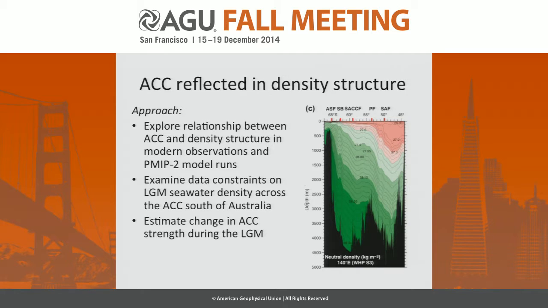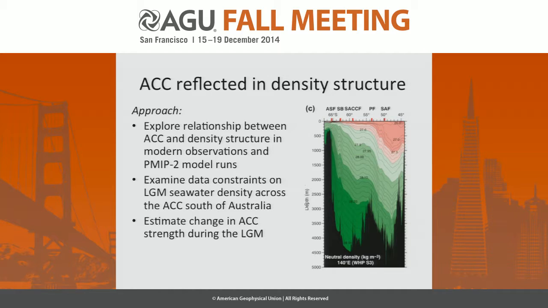So basically what we are doing is we're trying to figure out if we can say anything about the Atlantic Circumpolar Current and the strength of the Atlantic Circumpolar Current during the last glacial. And our approach is to look at the density structure across the circumpolar current. As you can see, those surfaces of constant density tilt strongly up towards the Antarctic margin.